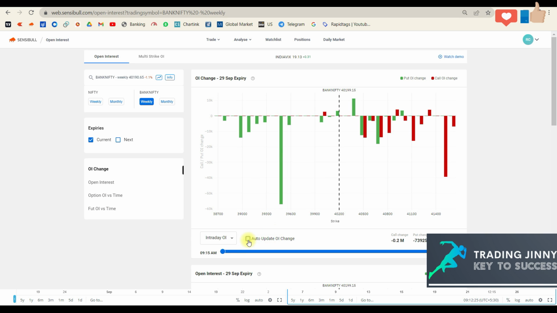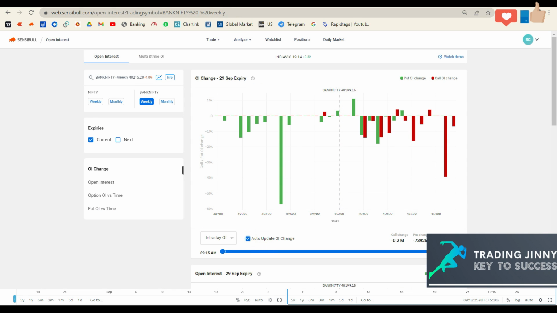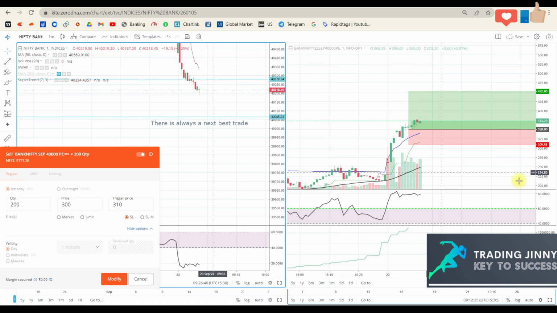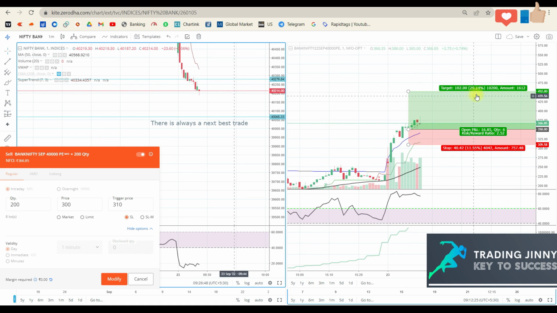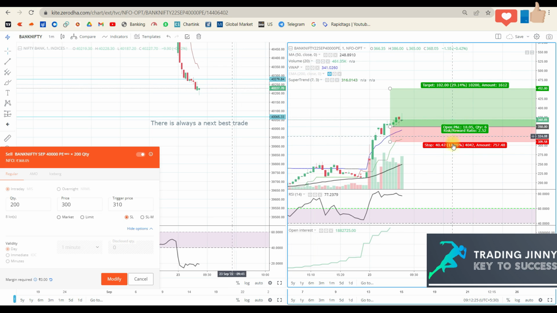In terms of OI, something seems slightly confusing. I don't know whether Sensibull is working fine or not, but it's just giving me chills. I believe the data is not right. There's something wrong. Okay, nothing to worry about for now. We will wait for at least 100 points of our target.